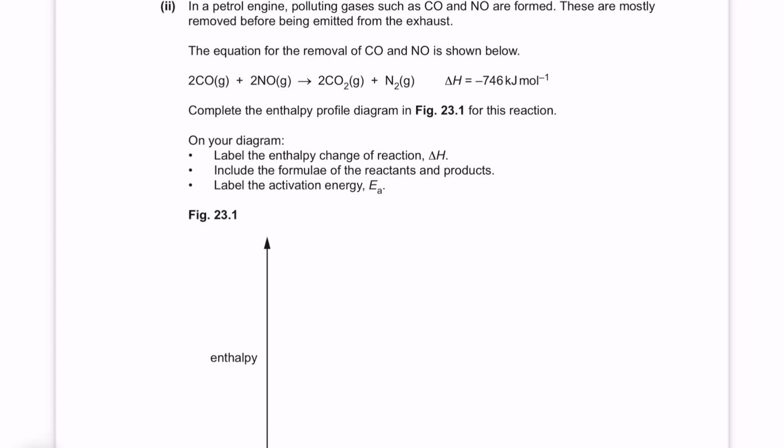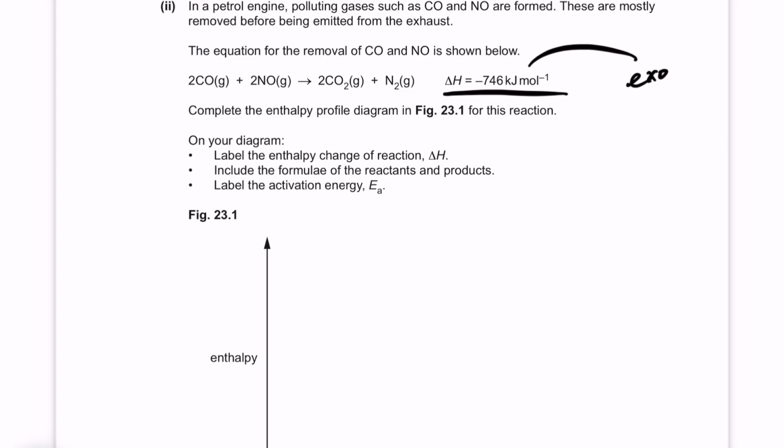They even write out the enthalpy change, which is minus 746 kilojoules per mole. And we need to remind ourselves, when you got a negative value for the enthalpy change, you should know that this is an exothermic reaction. And then it says, could you complete the enthalpy profile diagram? On the diagram, we need to label the enthalpy change of the reaction, which is the negative value that we have talked about. We have to include the formula of the reactant and the product, and we also need to label the activation energy, which is always from the reactant to the peak.